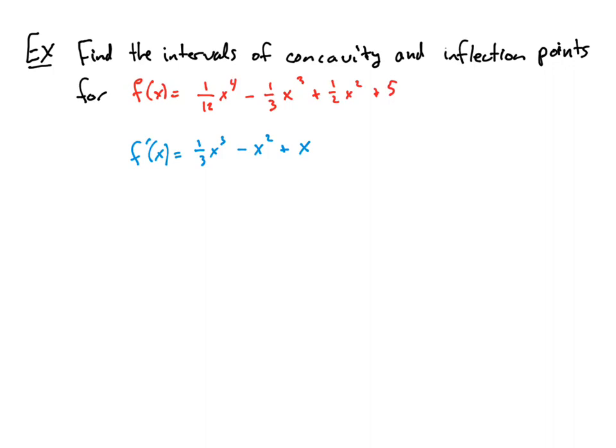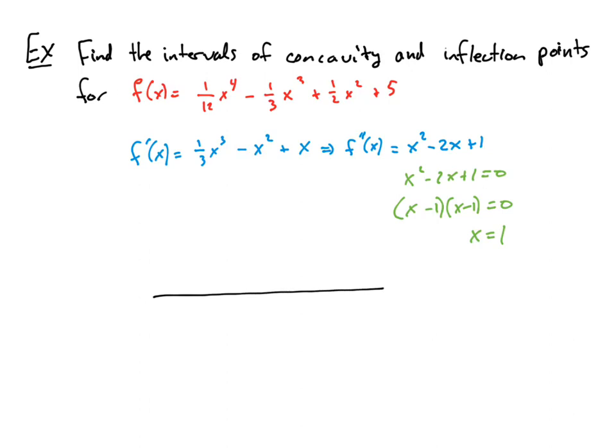So there's the first derivative, and then for the second derivative we'll end up with 3 times 1/3 is 1, so x squared minus 2x plus 1. So there's the second derivative. And again, if we want to find where this is concave up or concave down, we set that second derivative equal to 0 and solve the equation. And this factors to x minus 1, x minus 1. So the only point that we need to concern ourselves with here is 1.